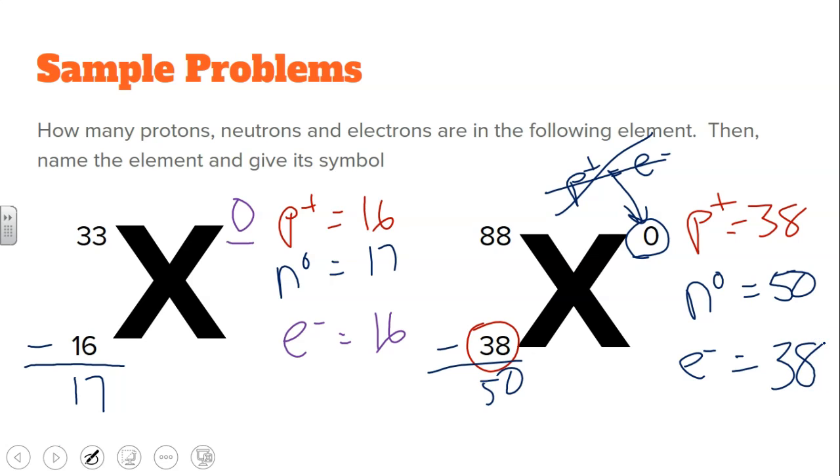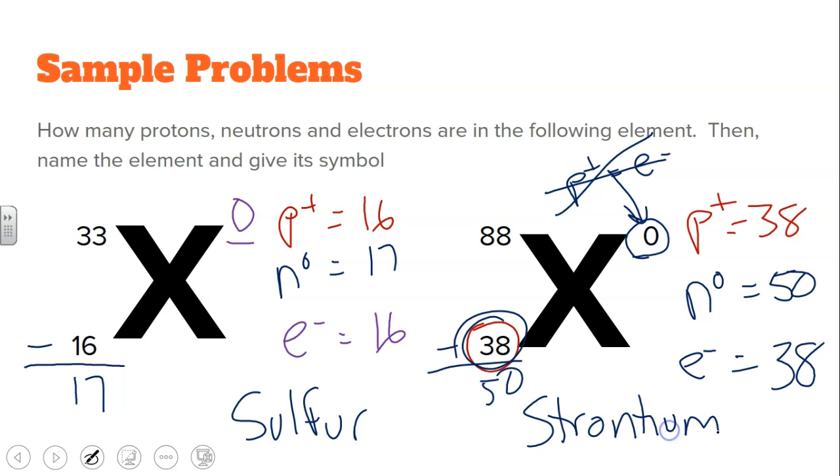Now it asks us to name the element, and so in order to name the element, we get out our periodic table, and we will see that element number 16 on the periodic table is the element sulfur. And then we look at the periodic table and we find out that element number 38 is strontium. I think we're ready to do our first chart problem.